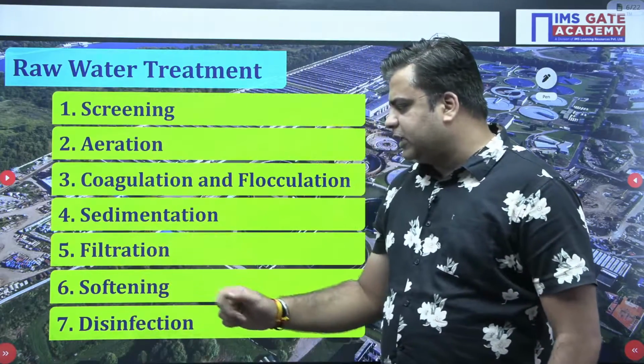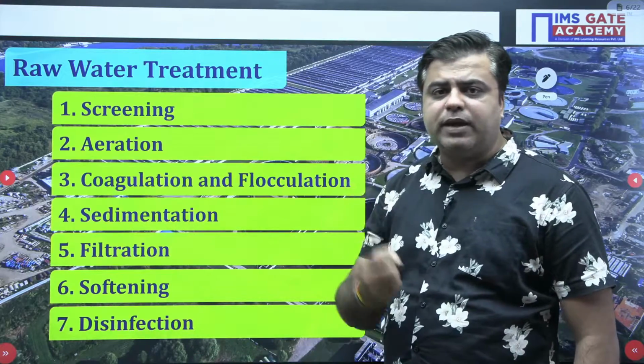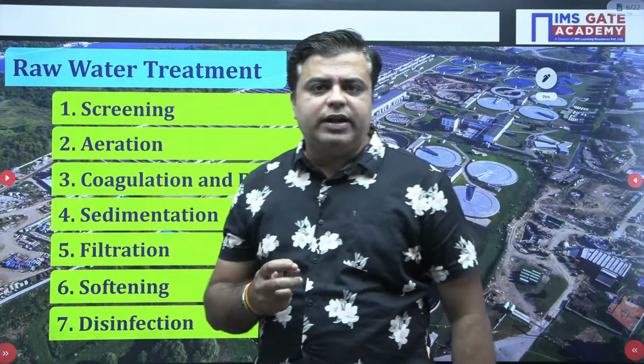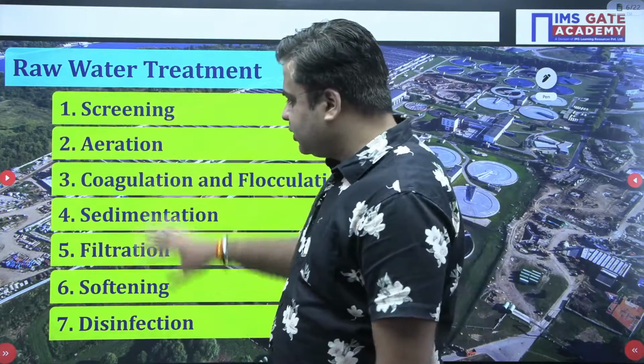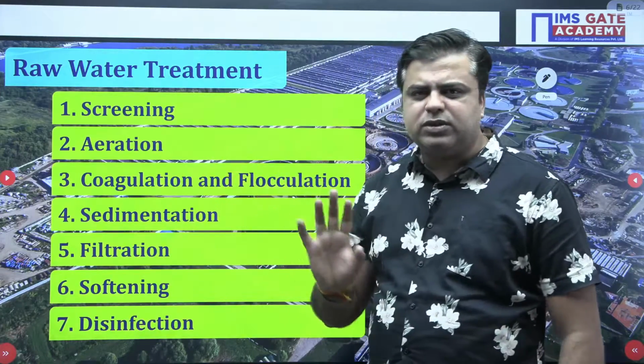Then we have filtration, softening and disinfection. So all these are the different methods by which we treat the water. Now based on the existing quality of raw water, these processes may change, right? But the sequence of this process is almost the same.